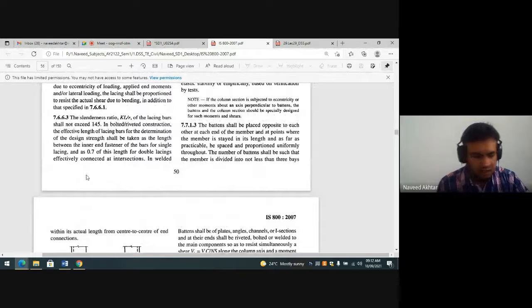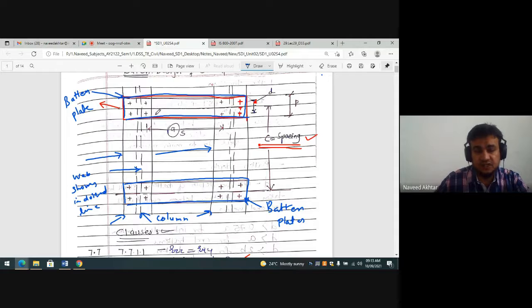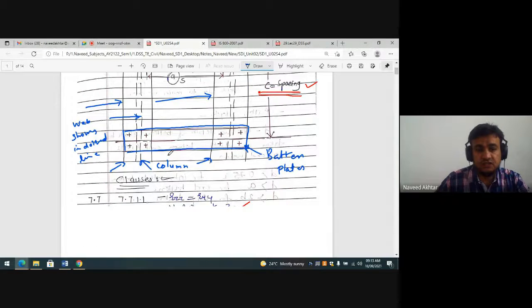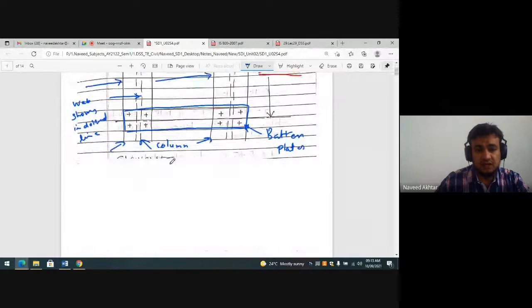We also solved an example on the lacing system. There is not much difference between the lacing and battening system. The only difference is that in the case of lacing system, you have to increase the slenderness ratio by 10%, whereas in the battening system, to find the effective slenderness ratio, we increase by 5%. So we'll see the clauses one by one.